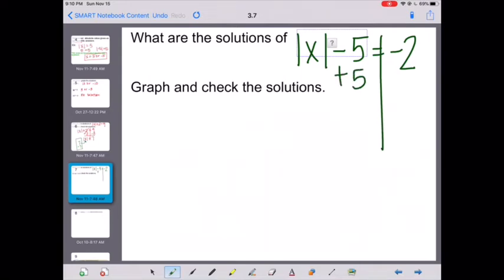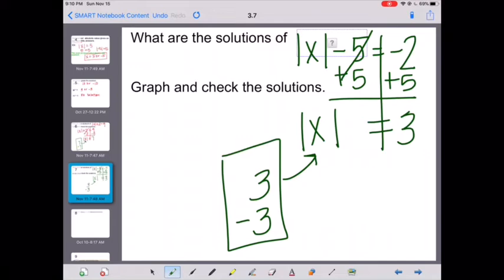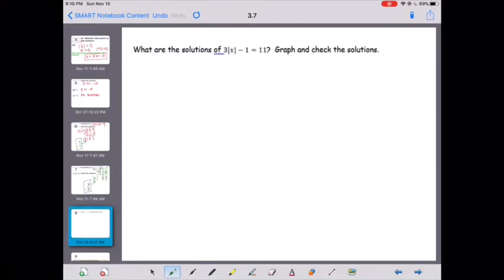Next, what are the solutions of the absolute value of x minus 5 equals negative 2? All right, same idea. I need to try to get rid of anything extra first. I will be left with the absolute value of what number is equal to 3. What numbers can I put into this spot in order to get 3 as an answer? Well, 3 is 3 steps away from 0, and so is negative 3. So both those would work.